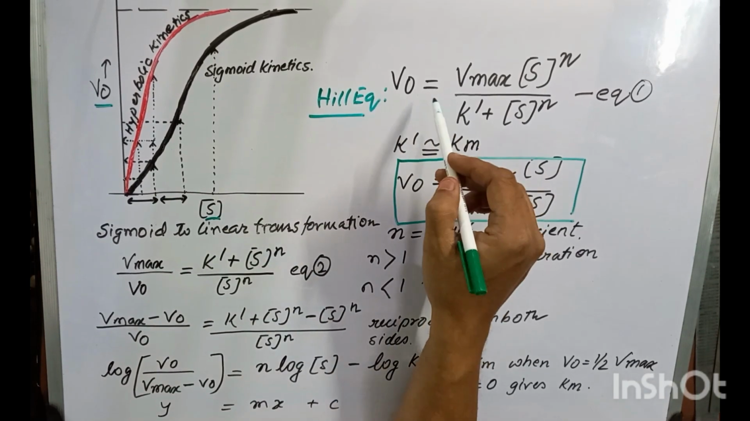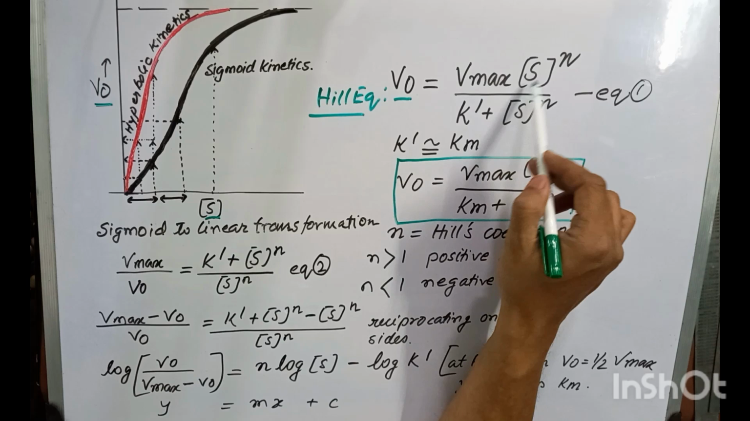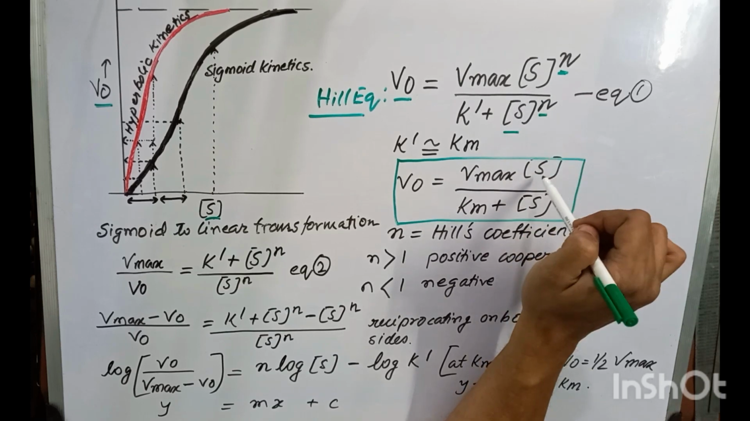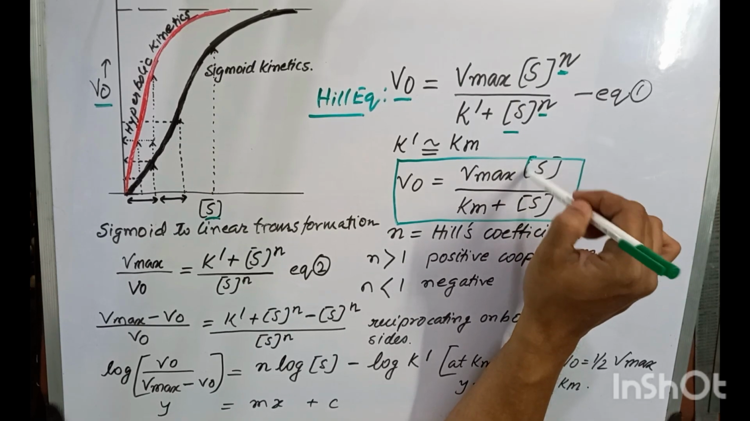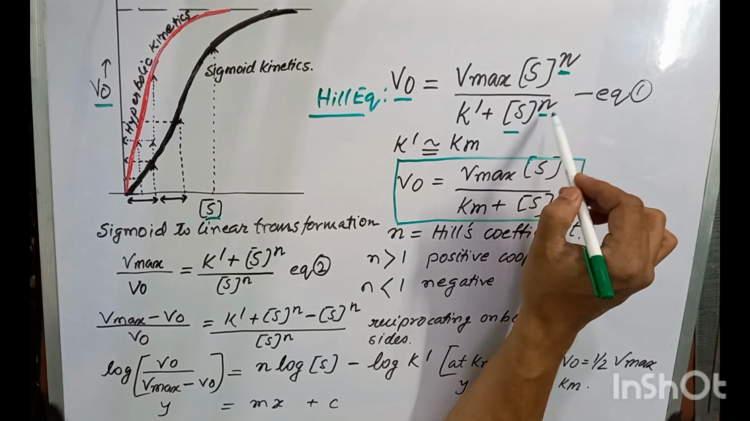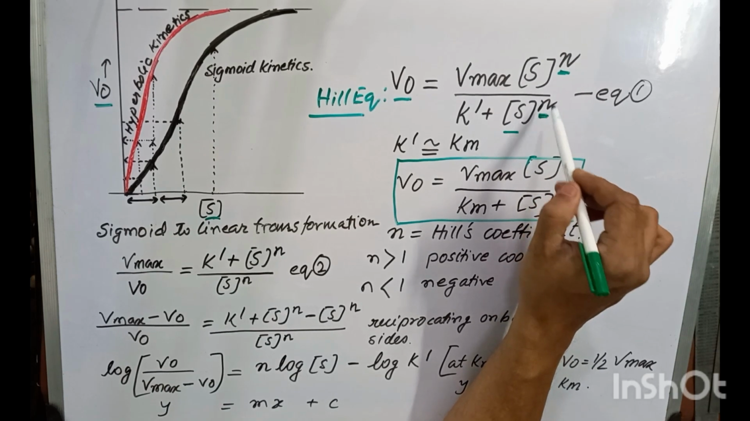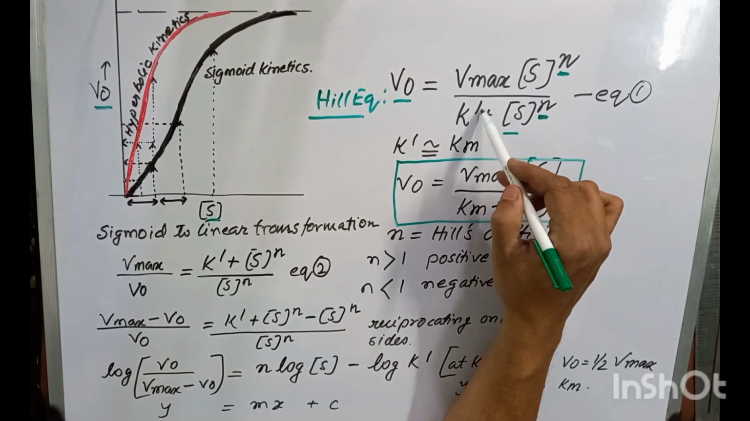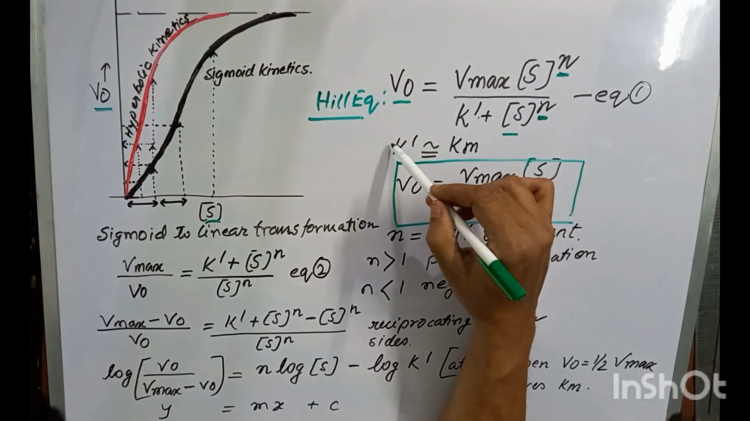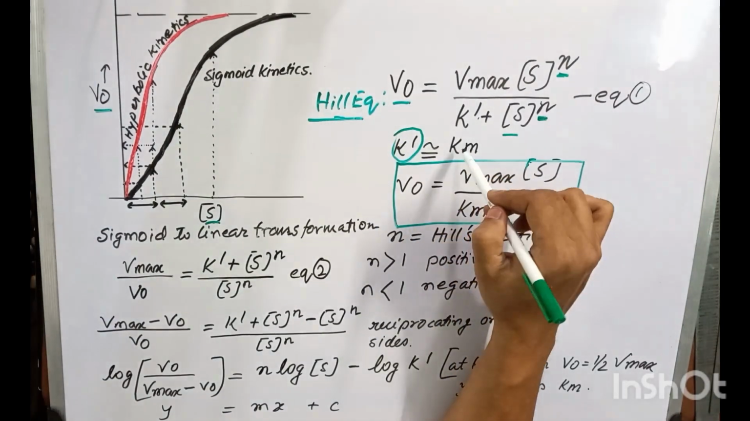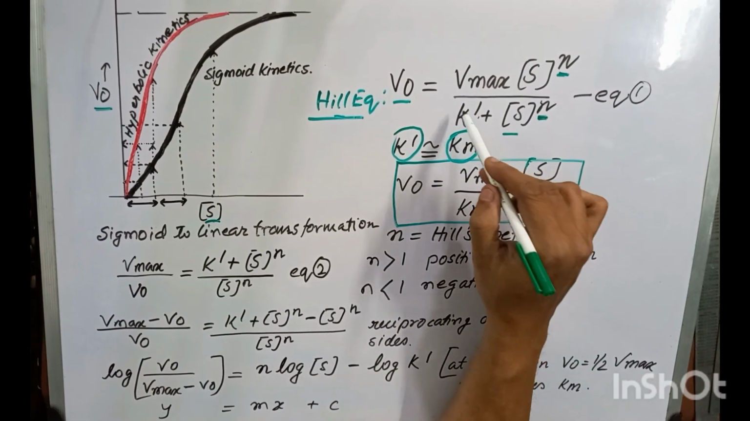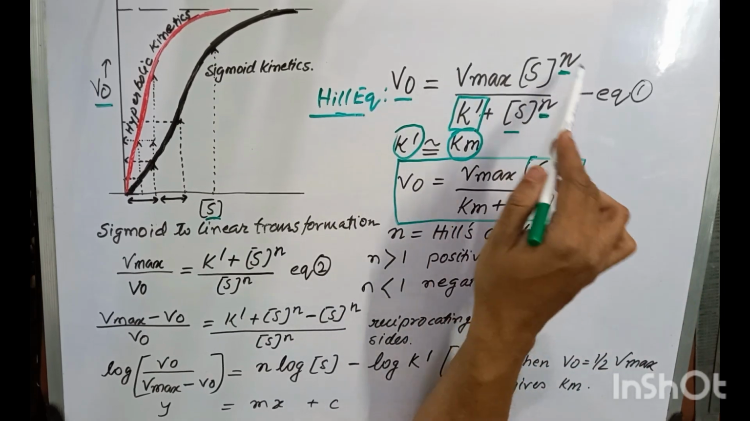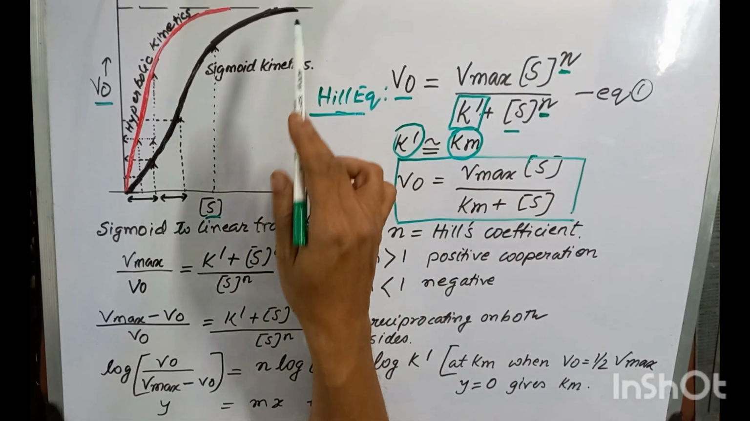And this is the Hill equation, where V0 equal to Vmax S to the power n by K prime plus S to the power n. The two equations are similar, but there is a power n. This n is the power, which is called the Hill coefficient. K prime of the Hill equation is equivalent to Km of the Michaelis-Menten equation. So this is the Hill equation which describes this sigmoid kinetics.